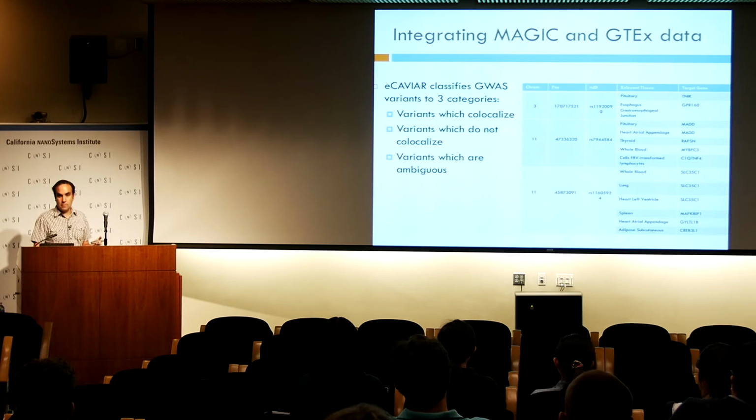Well, that makes sense because that's what we're looking for. One that are ambiguous. Okay, so we don't have a lot of power. But then we also found a lot of variants where there's a peak in the GWAS and a peak in the eQTL, and they were different. And this was somewhat surprising.